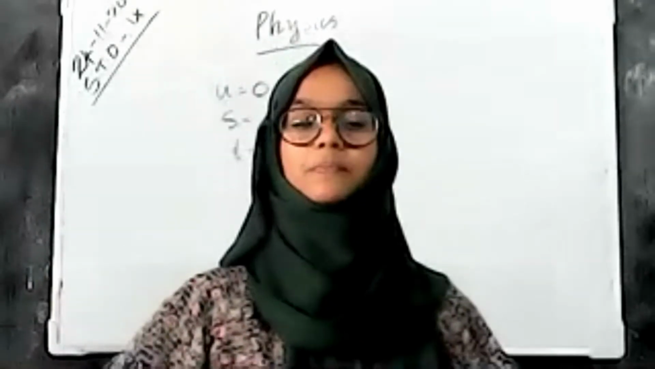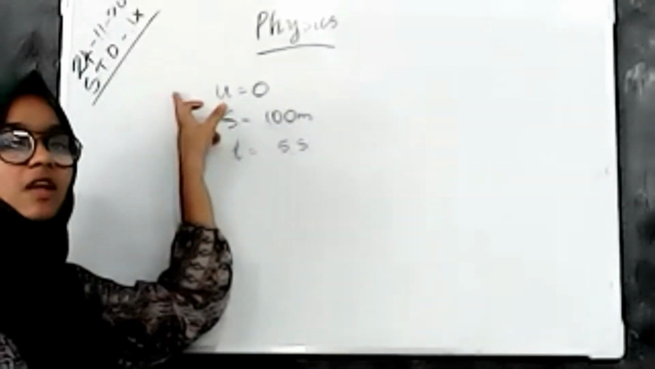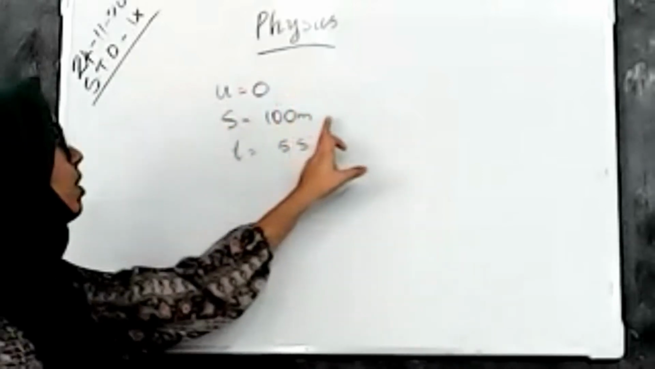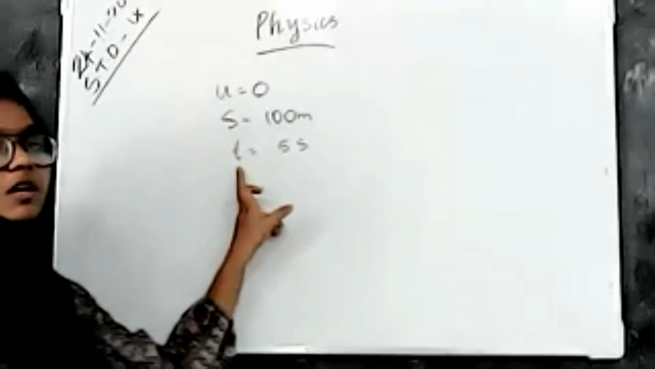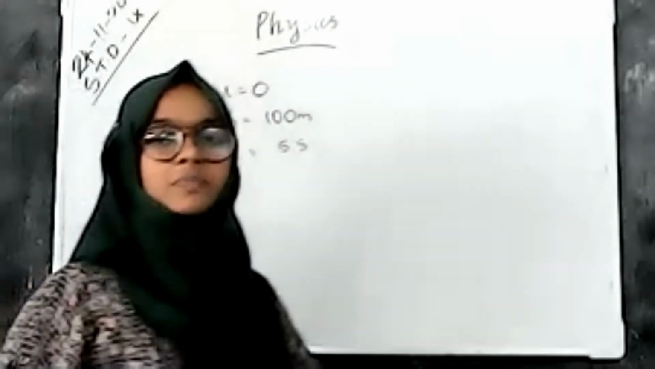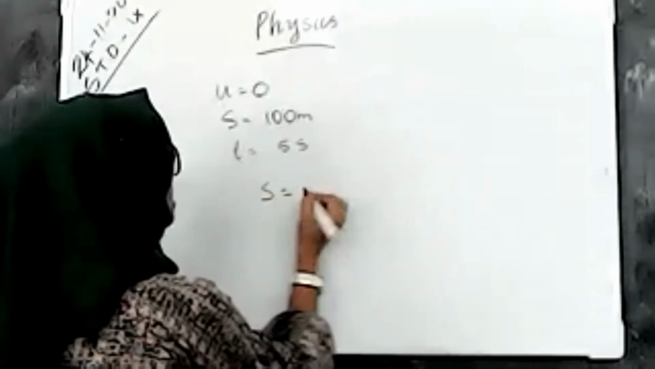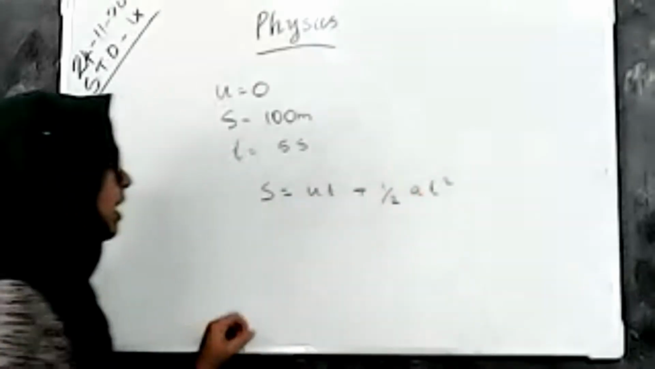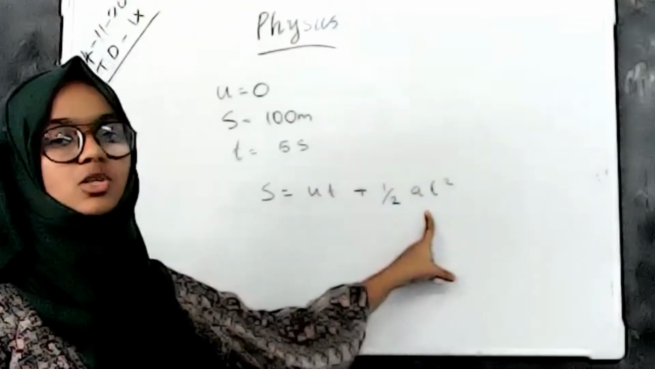So we have some measures given in the problem: the initial velocity u = 0, the distance or displacement covered s = 100 meters, and the time taken for traveling is 5 seconds. Using this, we want to find the acceleration of the body. So we use the equation s = ut + 1/2 at². Here a denotes the acceleration of the body, which we want to find.